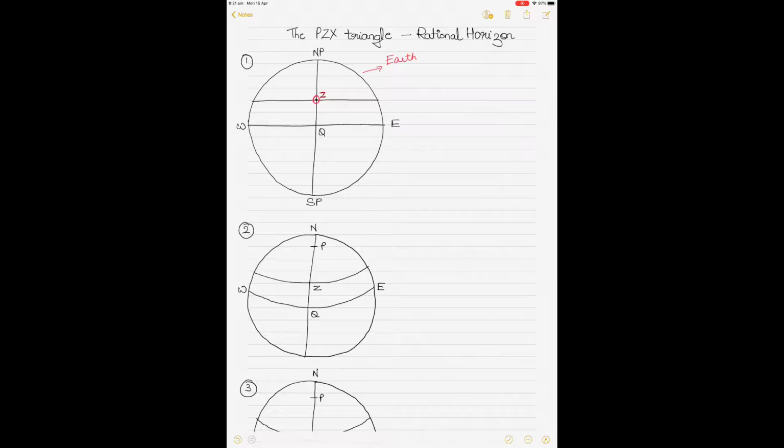Alright, then of course you have the North Pole here, you have the South Pole here, you have the West and the East here as well. And the WQE becomes the equator. So WQE is the equator here, right? And then of course this here is your latitude. So that's how it works on the earth, isn't it?